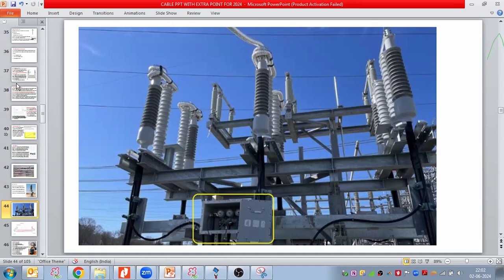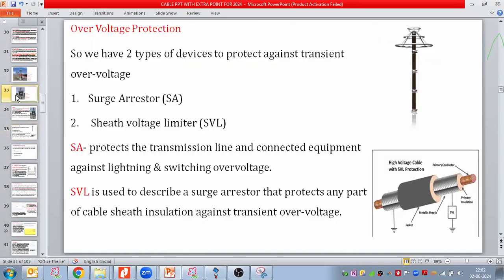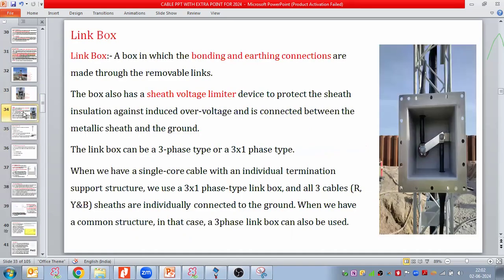So it is not very important. We can go with the 3-phase type, or we can go with the single phase type link box. And generally, if we have single core cable, usually we go with the single phase link box.